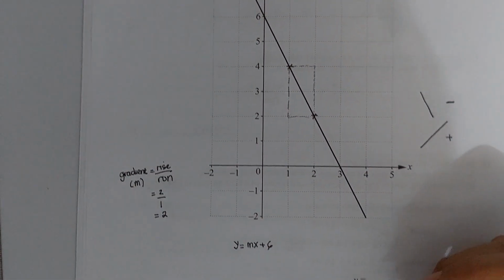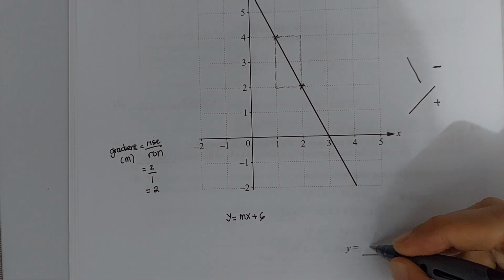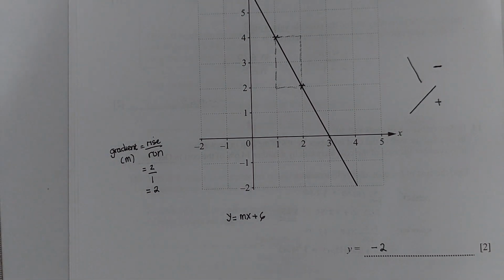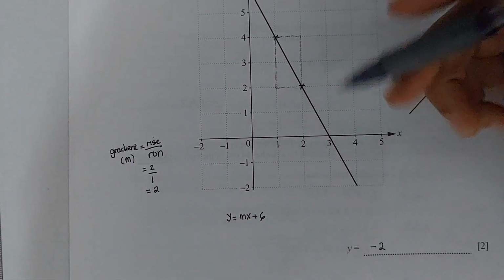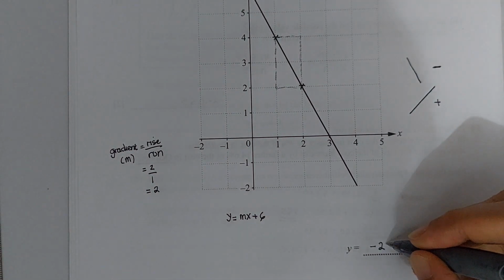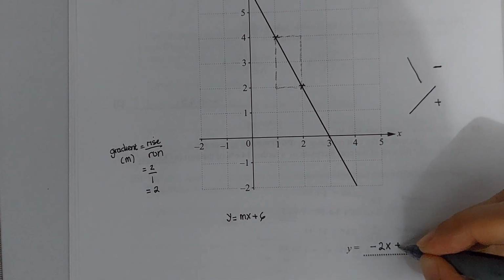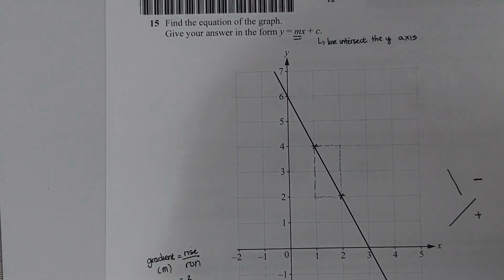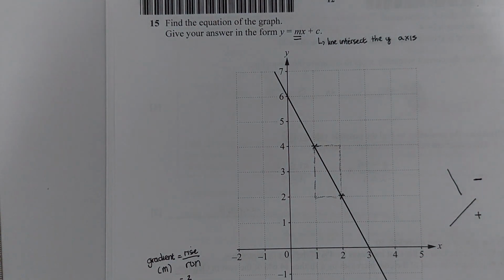So the formula over here will be what? y = -2x + 6. The 2 comes from the rise over run. The negative because the orientation of the line is going down. And then that becomes the coefficient of x. And then plus 6. Why is it 6? Because the line intersects at 6 on the y-axis. Okay, that's all.